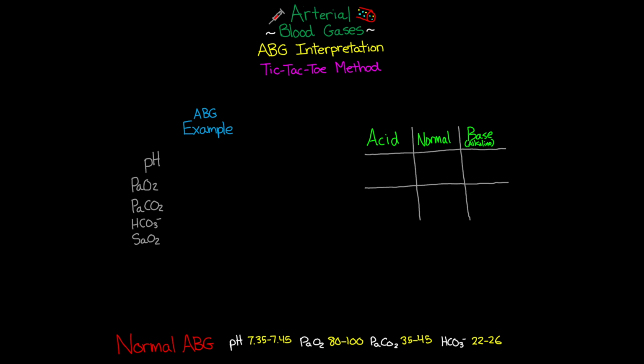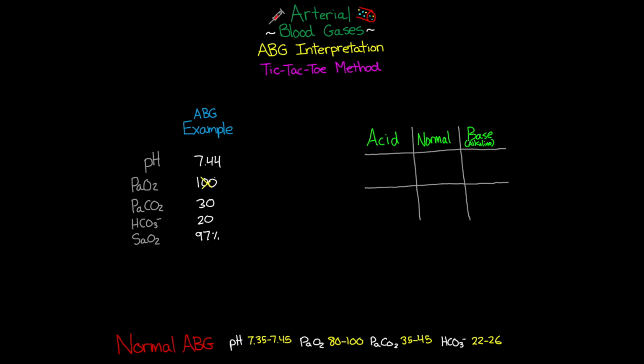Alright, so let's go ahead and do one last example to hopefully help drive this tic-tac-toe method home for you guys and have you guys really understanding how to do this. So for this final example, we're going to have a pH of 7.44, a PaO2 of 100, a PaCO2 of 30, a bicarb of 20, and an oxygen saturation of 97%.